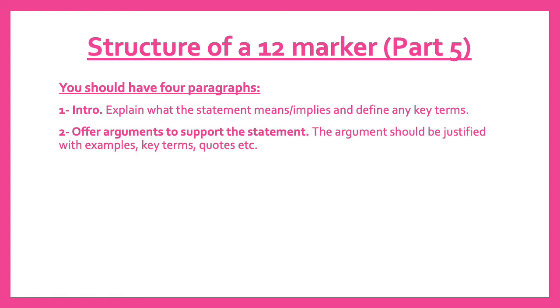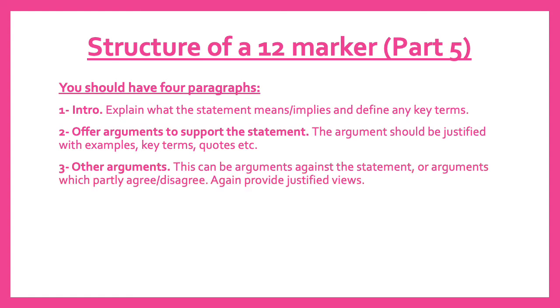Then you go into your second paragraph, which is to offer arguments in support of the statement. So these arguments should be justified with examples, key terms, quotes. So you're almost using the structure of a part 5, that point, evidence, explain, and you're popping it into the offer arguments in support of the statement. Then, as you've probably worked out, you need the other arguments. So are there any other arguments that could be put forward that actually disagree with your first points or agree perhaps?